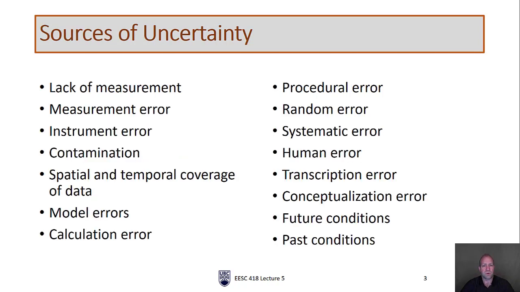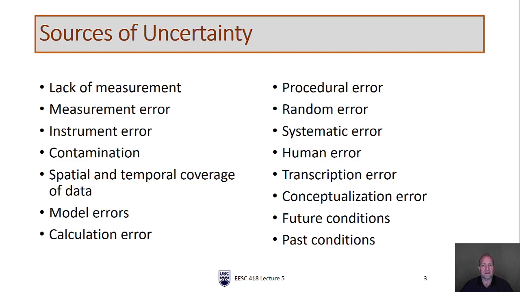There are lots of different sources of uncertainty depending on the type of scientific information we're talking about. In earth and environmental science, we always have the problem of lack of measurement. We can't measure everything in the world. We have errors associated with each individual measurement as well as the collection of measurements. We'll have some level of instrument error. There can be contamination of our samples, both in the field while we're sampling, as well as in the laboratory when it's being analyzed. There's always the problem of spatial and temporal coverage. Have we sampled enough? Do we know exactly what's in between the two samples that we measured? And are the two samples that we measured representative of everything in between?